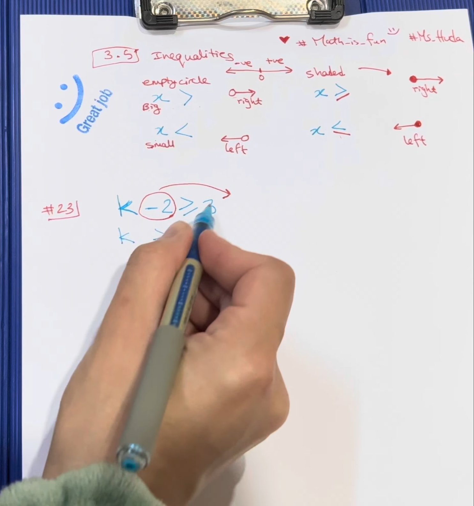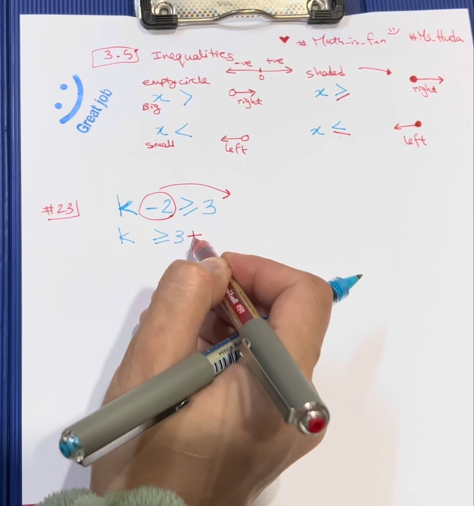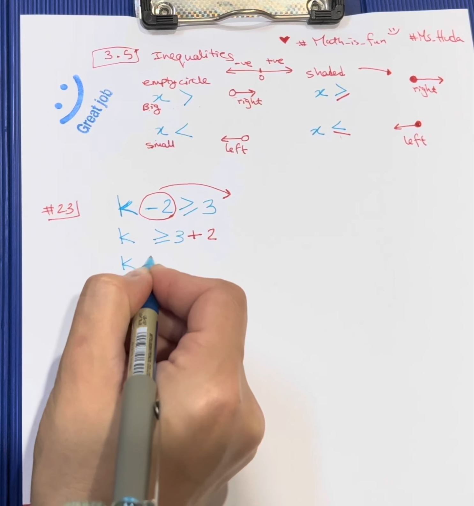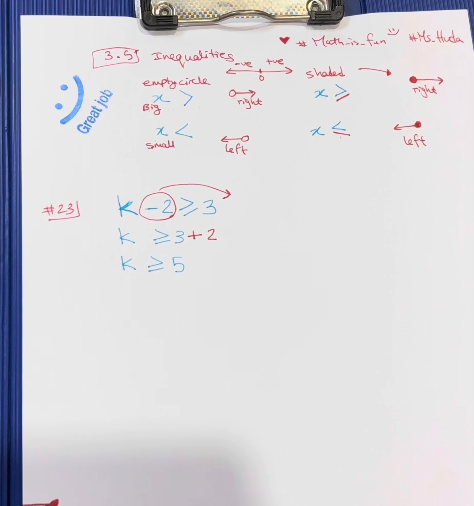That means those two, the blue ones, I did not touch, and negative 2 will become positive 2. Now, K is greater or equal to 3 plus 2, which is 5. But I am not done with the question. I have to solve, and I also have to graph this.